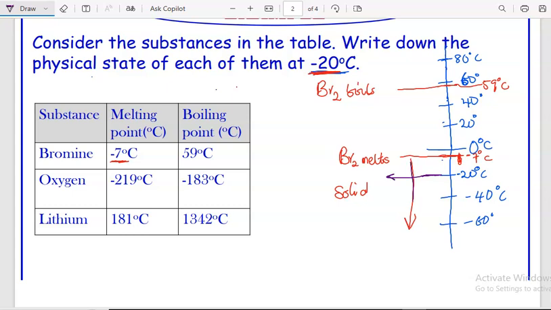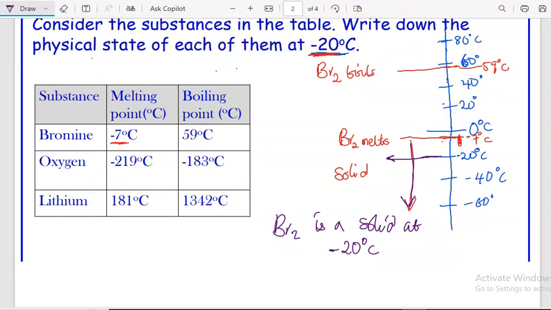Can you see? At this temperature, bromine is a solid. So bromine is a solid at minus 20 degrees Celsius. Okay, good. Let's go to the second one. The state of oxygen at minus 20 degrees Celsius.